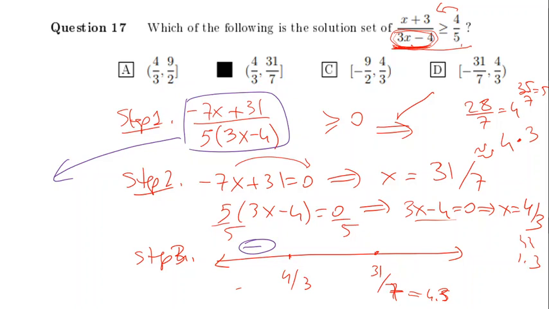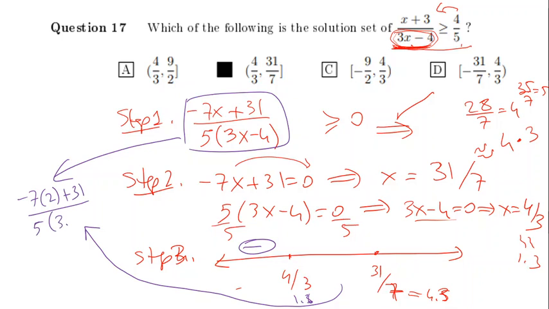This is about 1.6, we said, no, 1.3. So it's better we take here something like 2. Okay, so negative 7 times 2 plus 31 divided by 5 times 3 times 2 minus 4, which is negative 14 plus 31 divided by 5 times 6 minus 4. So this is plus, and we know this is plus, so it will be plus over plus, it will be plus.